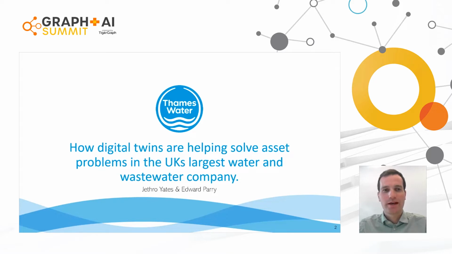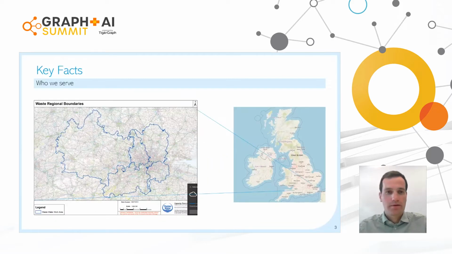And we're going to talk to you today about how we are using digital twins to solve some of our trickiest asset problems in what is the largest water and wastewater company in the UK, Thames Water. To start off with, I'm going to assume many of you don't know who we are and don't know where we are. So I'll start with a few key facts about the company.